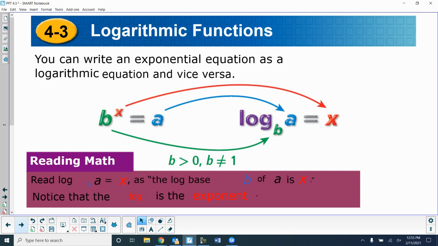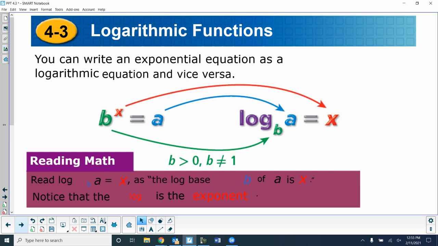What you got to make sure of is that your base is positive. That's what this is saying. And your base will never be 1, all right? We'll never have log base 1, or we'll never have 1 to the x power, because we always know 1 to any power is going to be what? 1. We already know that, right?